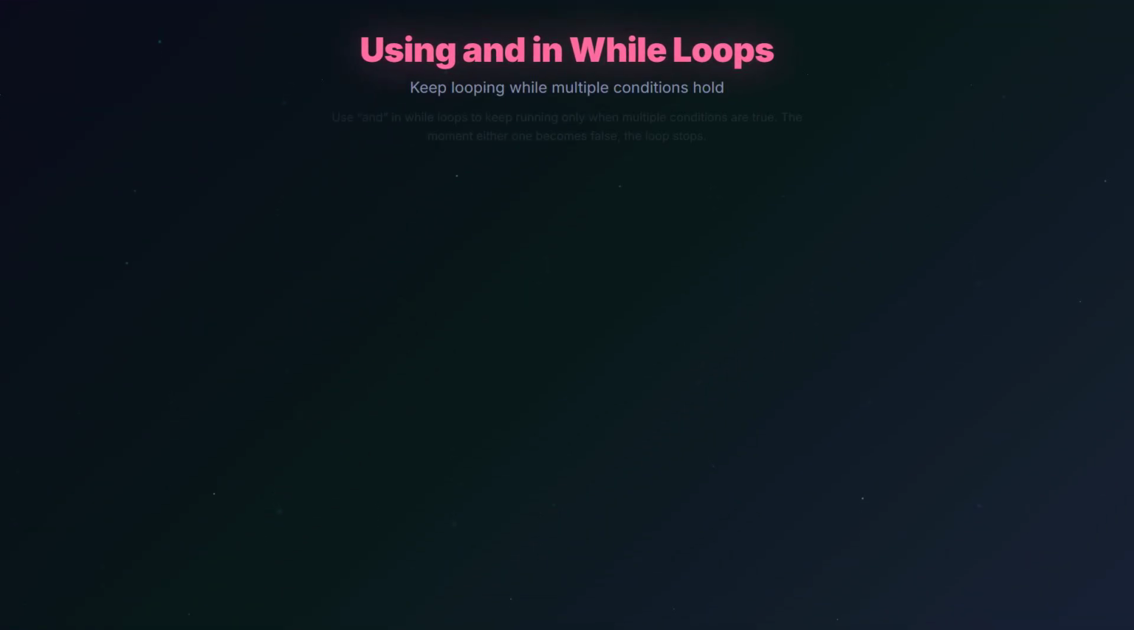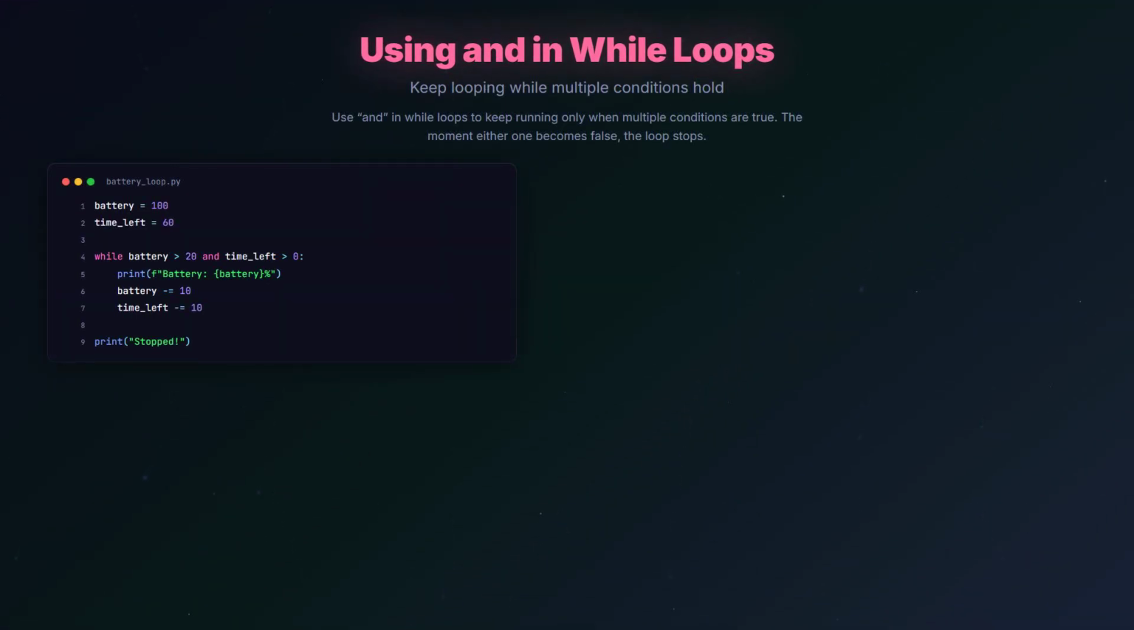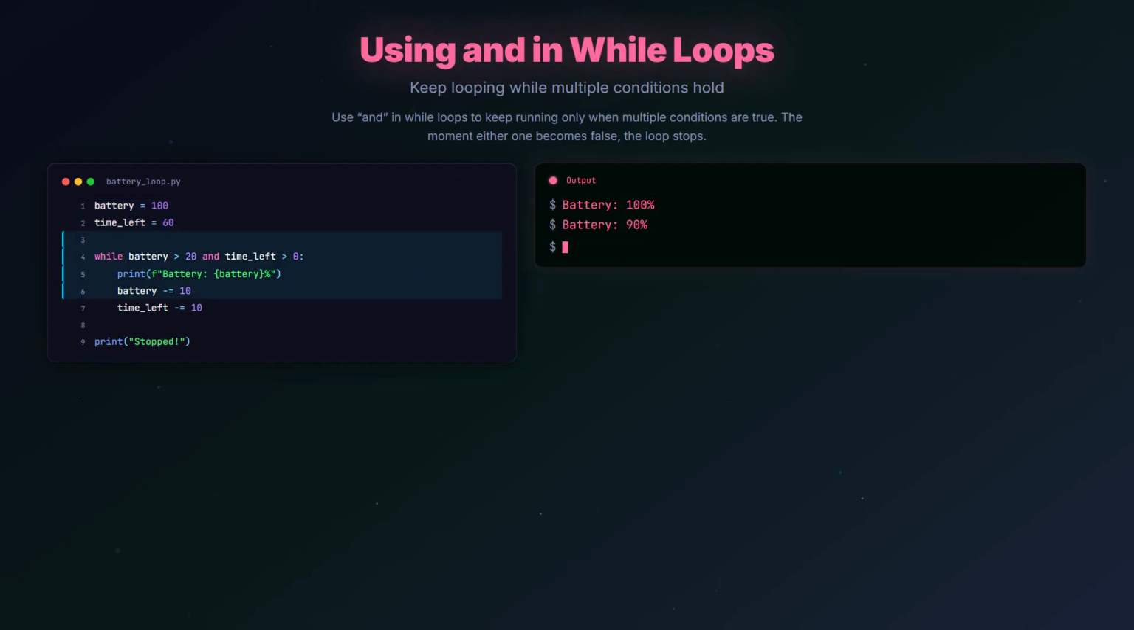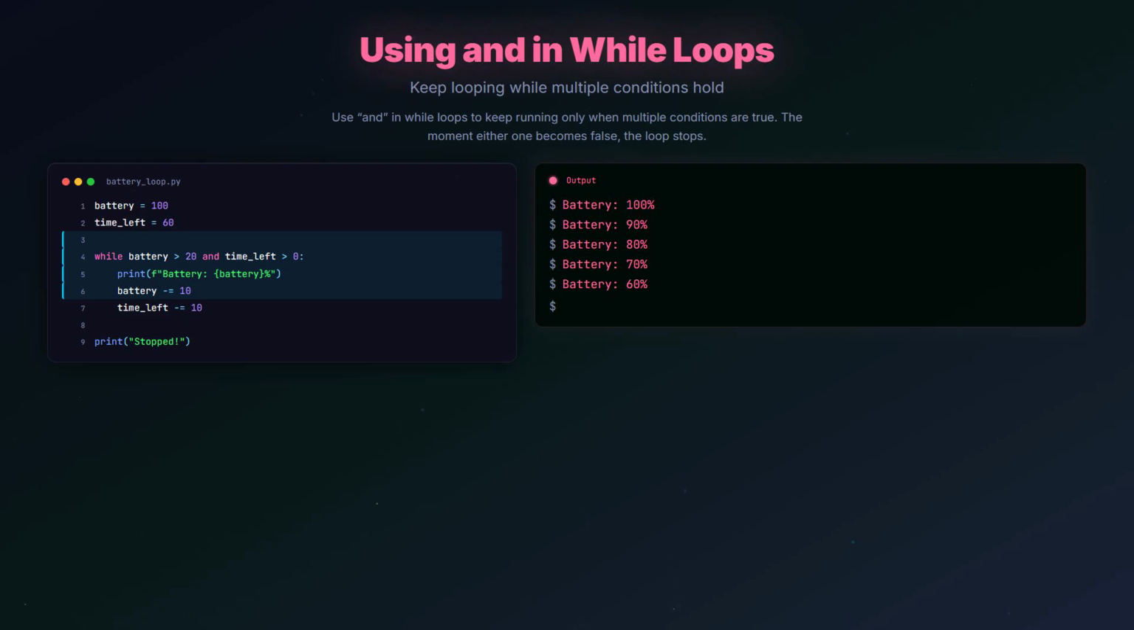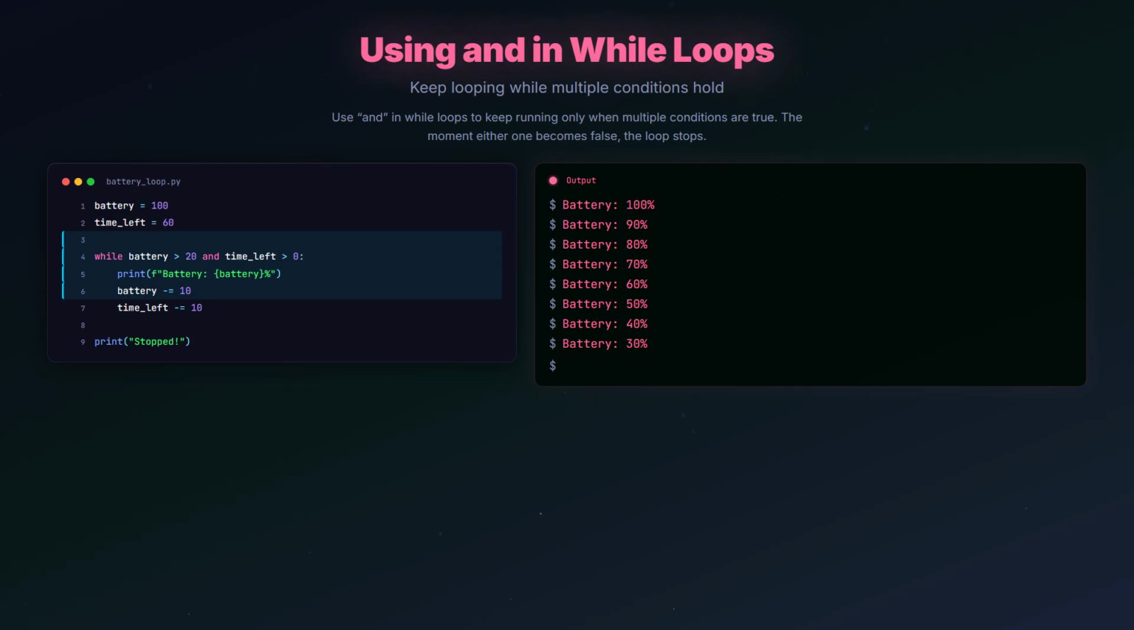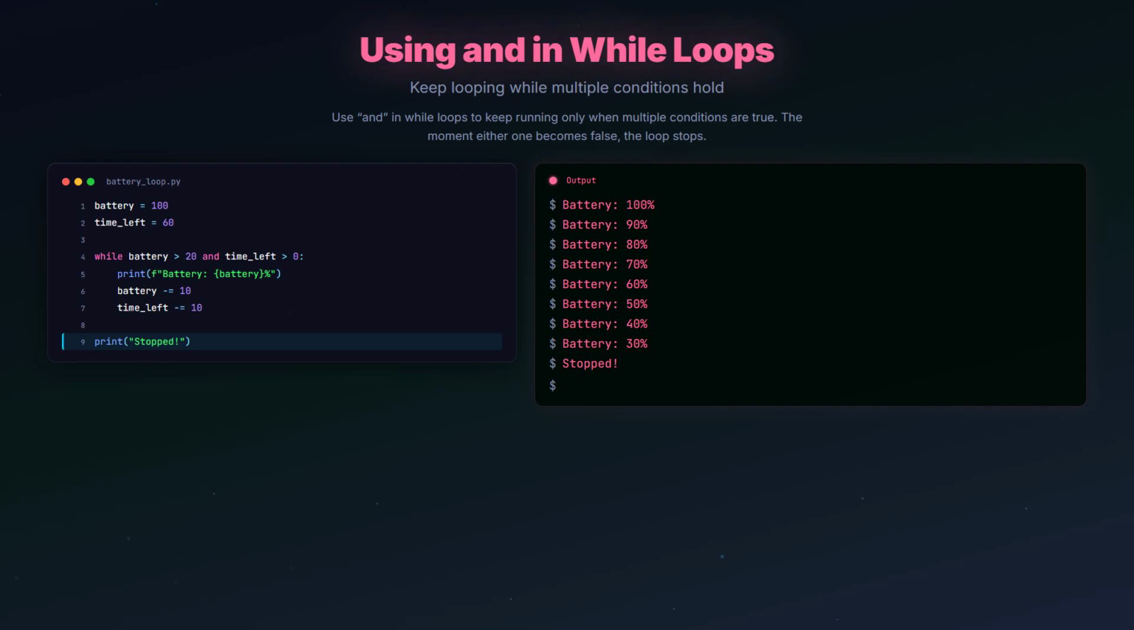You can also use AND in while loops to keep a loop running only when multiple conditions are met. In this example, we're simulating a device with a battery and a timer. We start with battery at 100% and time_left at 60 minutes. The while loop continues as long as battery is greater than 20 and time_left is greater than 0. Watch what happens. The loop prints the current battery level, then decreases both battery and time by 10.